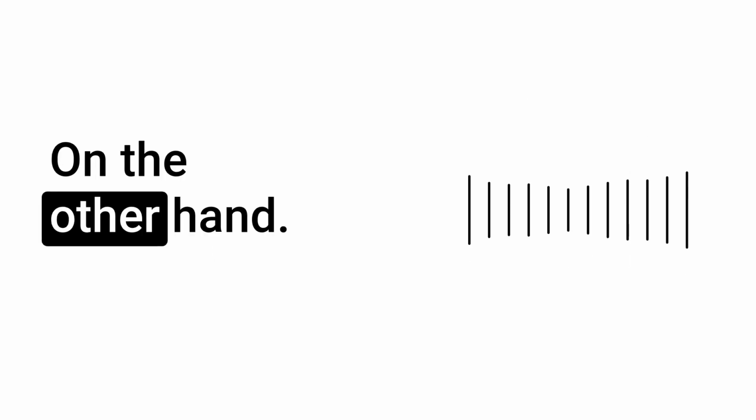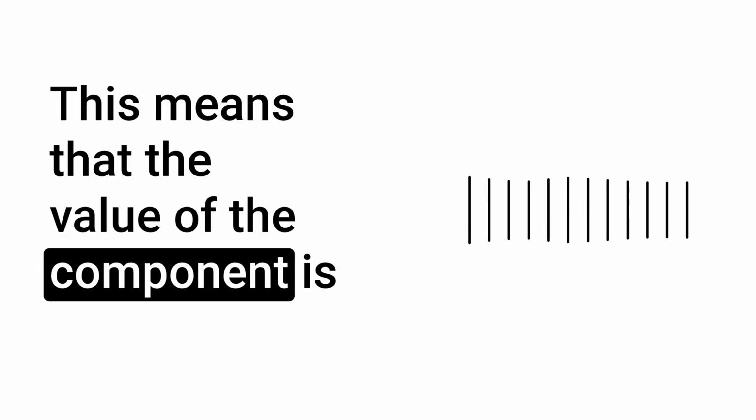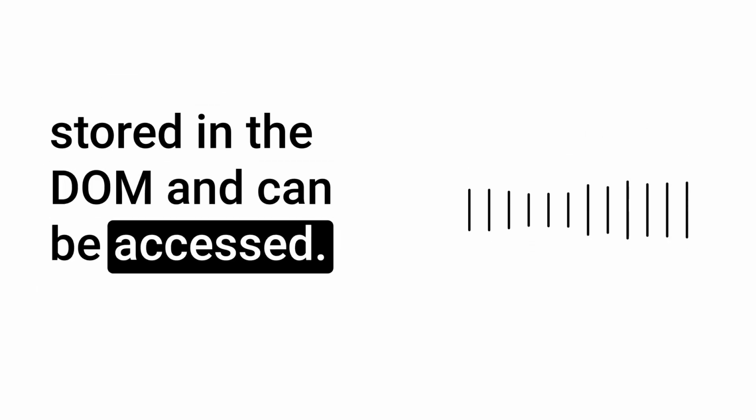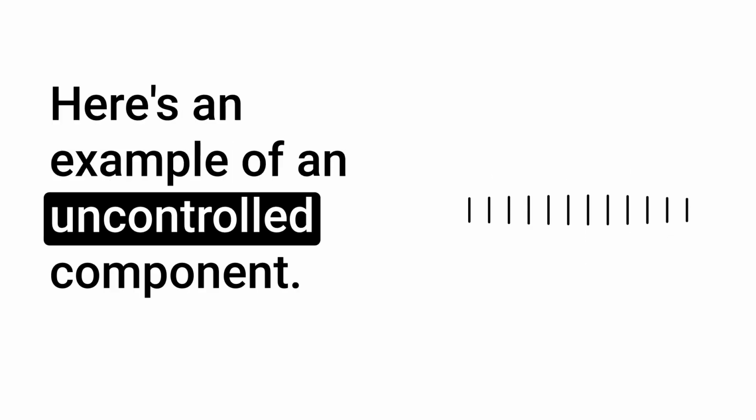On the other hand, an uncontrolled component is one where the component's value is controlled by the DOM. This means that the value of the component is stored in the DOM and can be accessed using refs. When the user interacts with the component, an event is triggered that updates the DOM. Here's an example of an uncontrolled component.